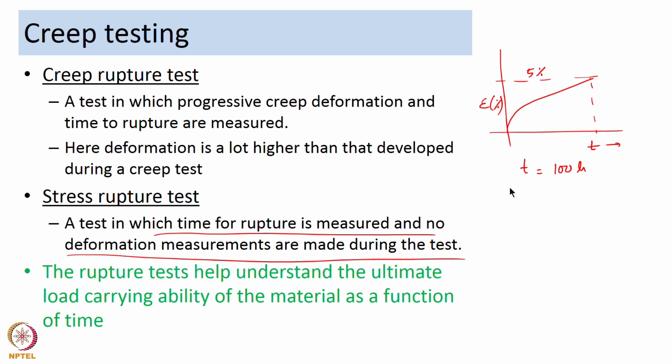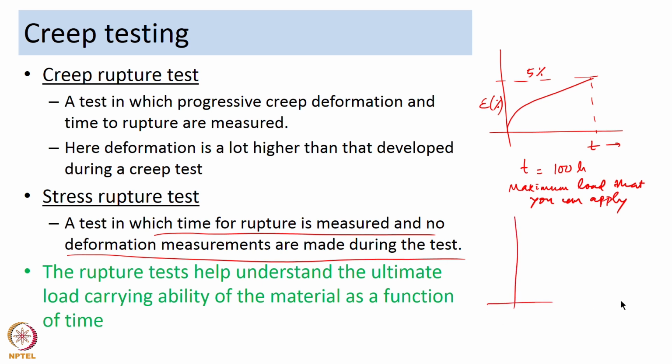based on that you can know what is the maximum load that you can apply. So, if you define the time for which you are going to allow the material to strain and the maximum strain that you are allowing is only 5% as an example, then you know what kind of loads you can apply. That means you know what is the load carrying ability of the material.